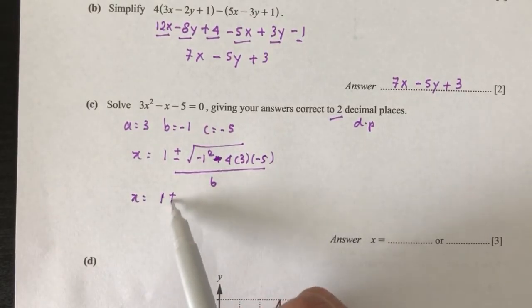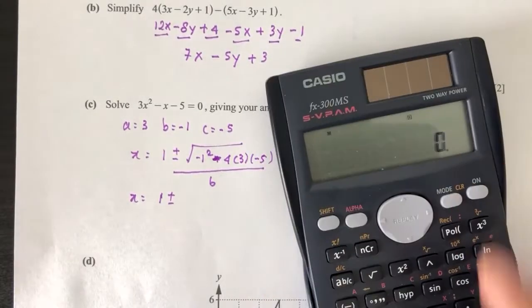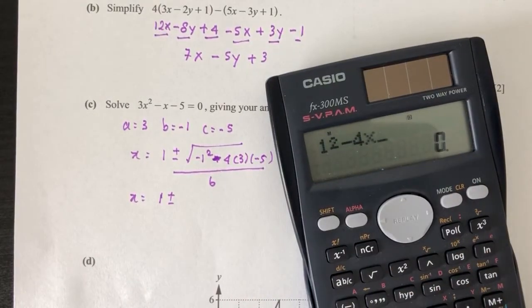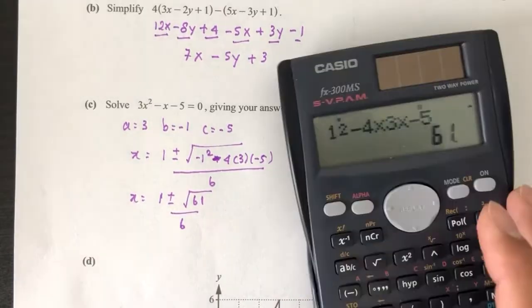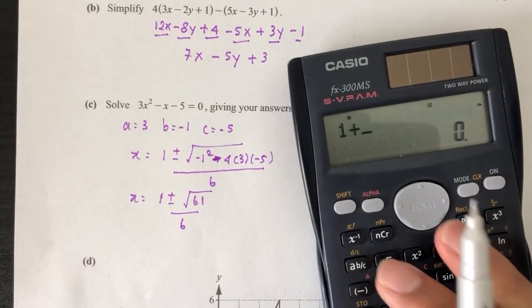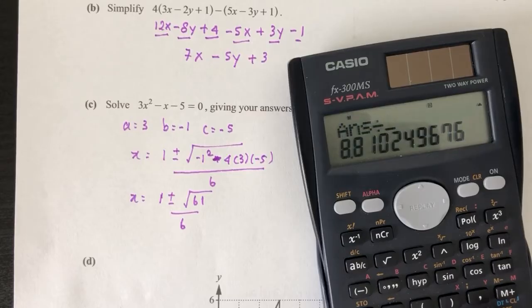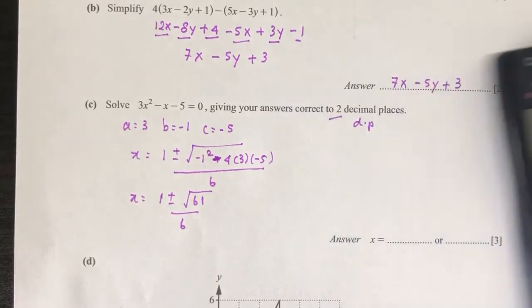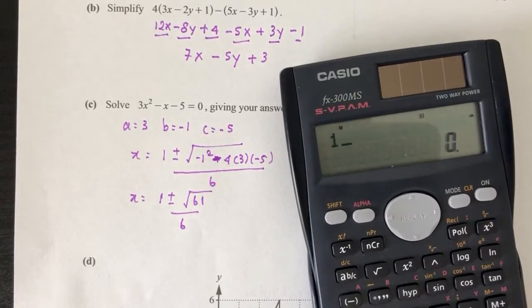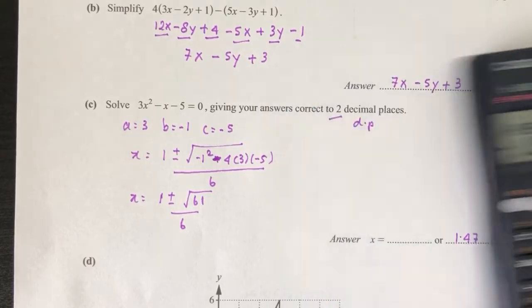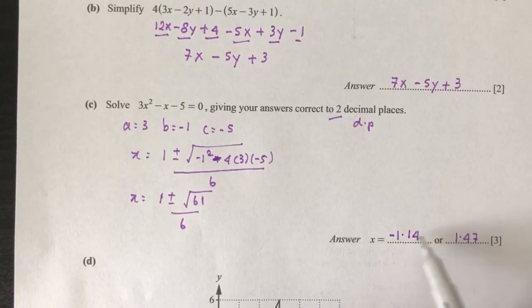So simplify, this will be what? So -1 squared minus 4 times 3 times -5. That will be 61, divided by 6. So for the first answer, 1 plus square root of 61 divided by 6, that will be 1.47. And for the other one, we have 1 minus square root of 61 divided by 6, which is -1.14. Okay, this will be your two values of x.